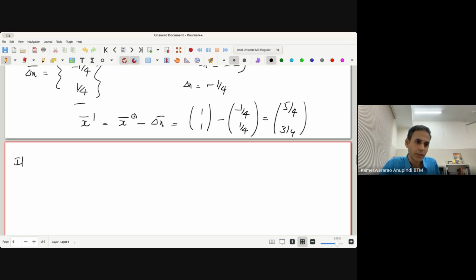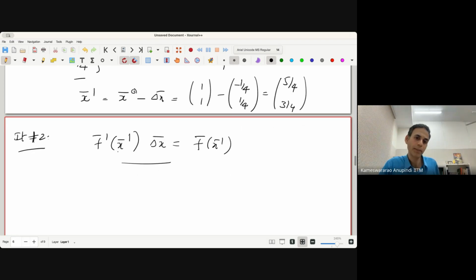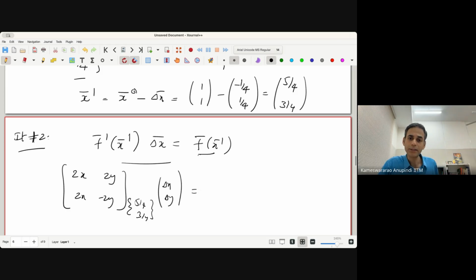Now let me do one more iteration. This is iteration number 2. Iteration number 2 is going to be again calculate f bar prime of x bar 1 times delta x bar equals f bar of x bar 1. So that is going to be my f bar prime of x bar, which was obtained as [2x, 2y; 2x, -2y]. Substitute, evaluate this at 5 by 4 and 3 by 4 times delta x, delta y equals, on the right hand side, I need to now calculate f bar of x bar 1.